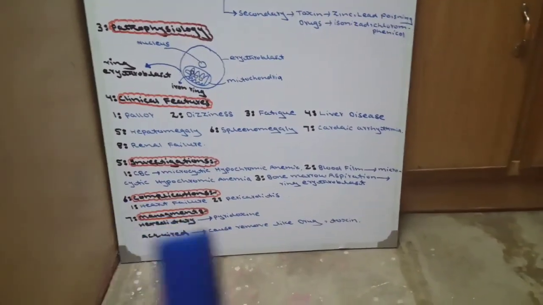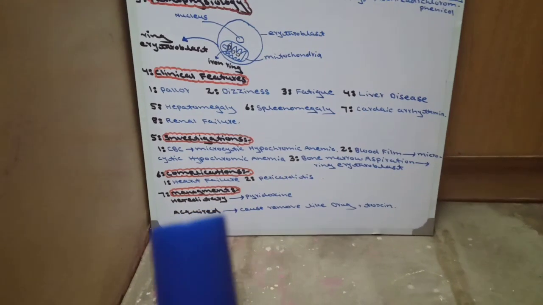Now come to the complication. There are 2 main complications of Sideroblast anemia. Number 1 is heart failure. Number 2 is pericarditis. Why? Due to cardiac arrhythmia.